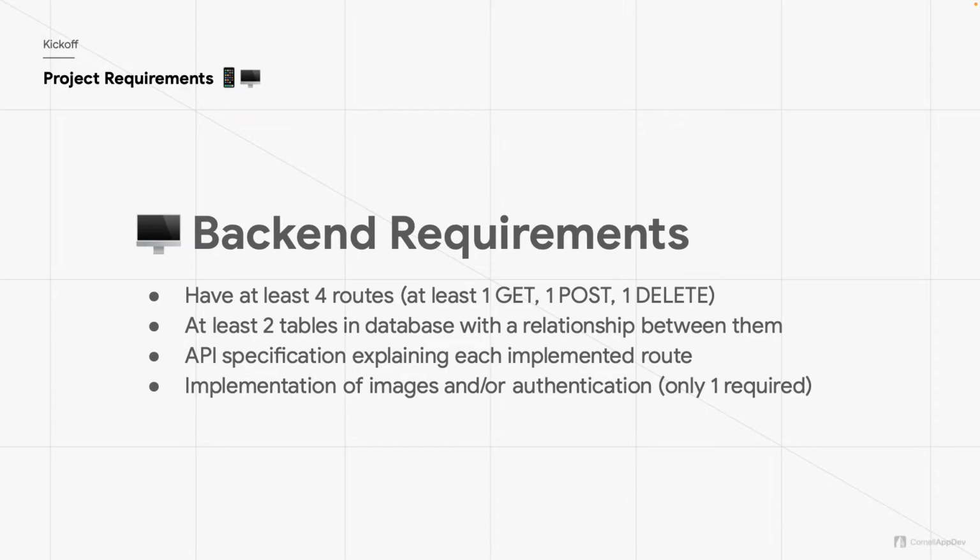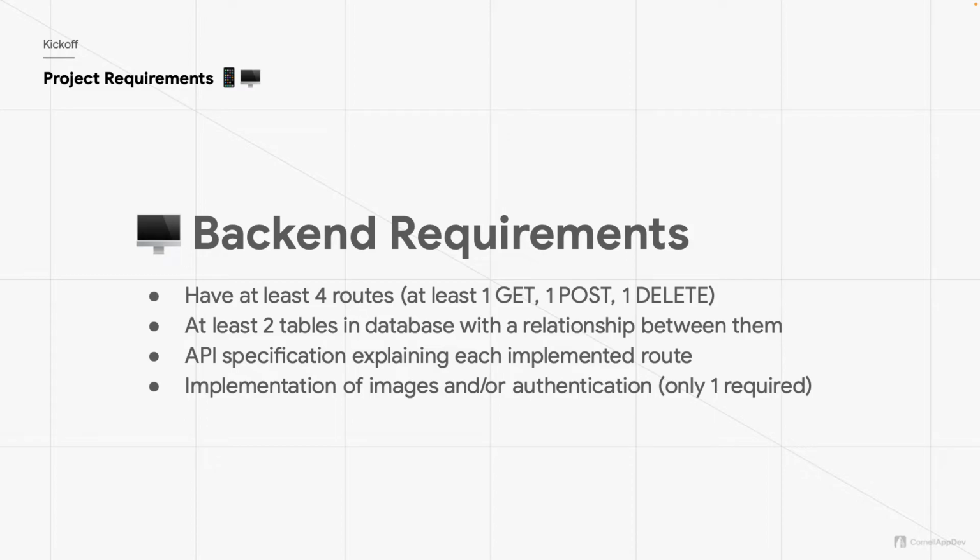Backend, all right. We have 4 routes, at least 1 get, 1 post, and 1 delete. We have 2 tables with a relationship between them, right? We covered them in class. We have an API spec, so we're going to mandate that you actually type up what your API does. Also partially because a lot of groups have a lot of backend members this semester. It's important to document what you're actually doing.